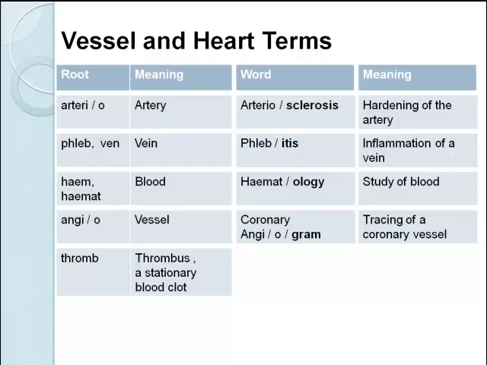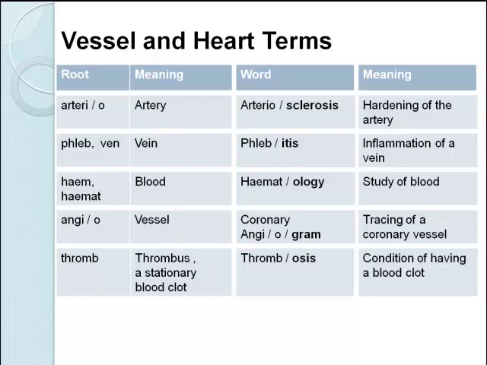Thromb is a thrombus, and a thrombus is another term for a stationary blood clot. So you may have heard the term thrombosis, or a DVT, which is an abbreviated form for a deep vein thrombosis. So thrombosis, let's break it down. Osis is our ending, meaning condition or disorder. So we have a condition or disorder of a stationary blood clot. It's a condition of having a blood clot.